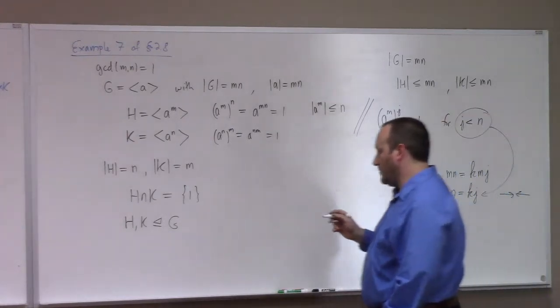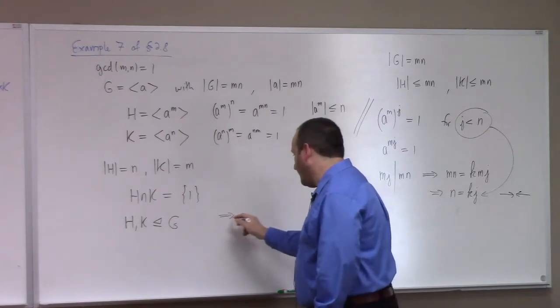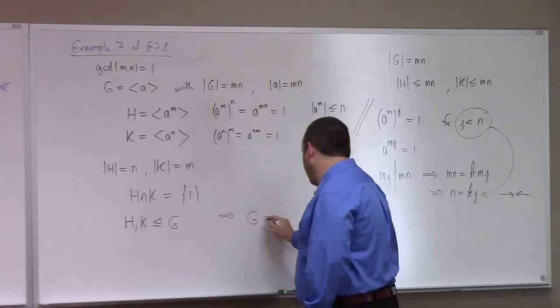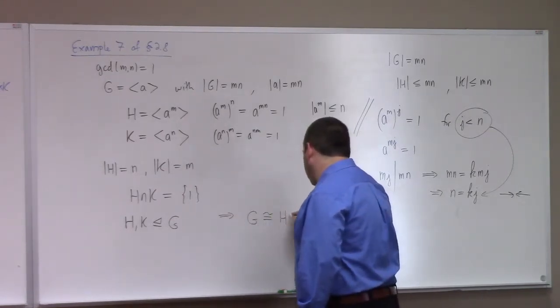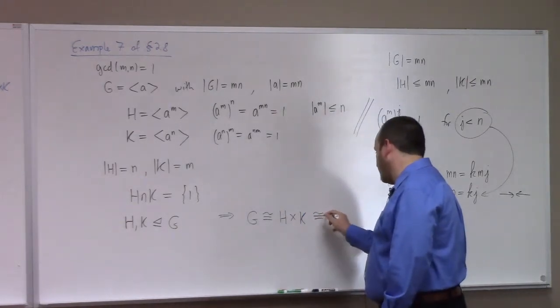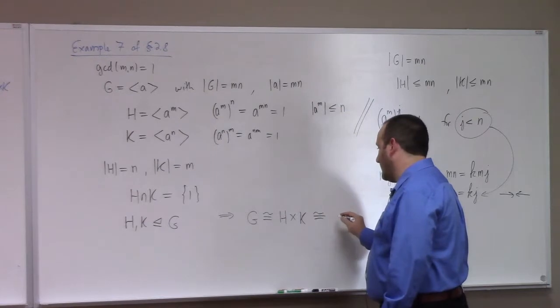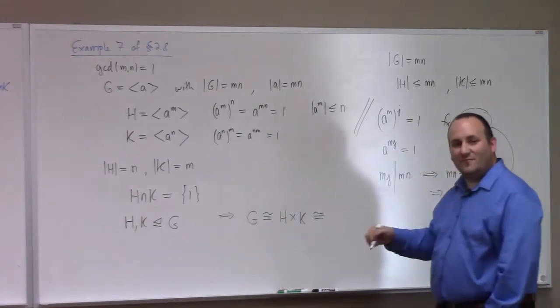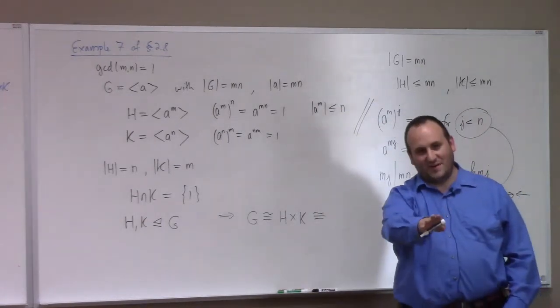G, well, single group A is isomorphic to H cross K, right? And these, of course, are isomorphic to what? HK. Right, but true, it is HK, okay. True, but not what I was trying to get at.